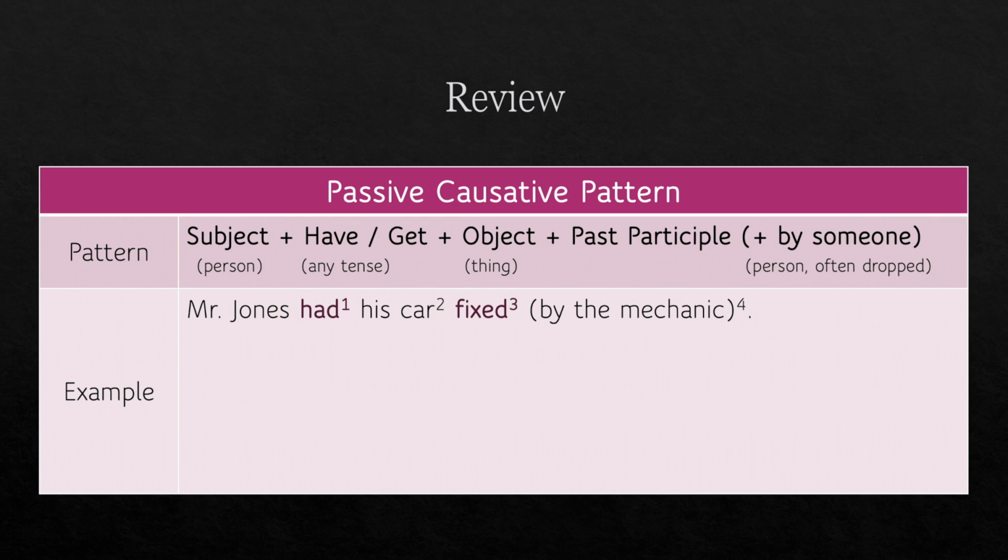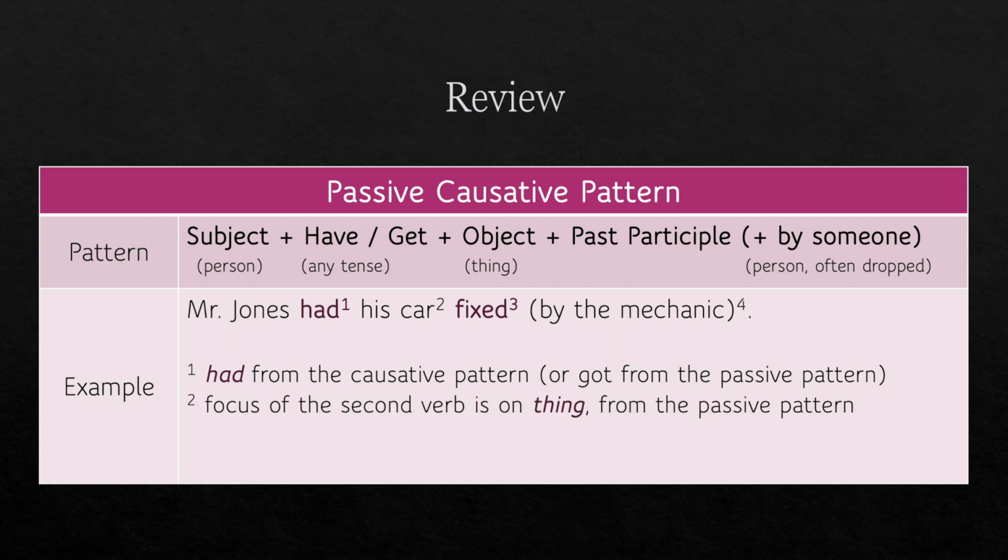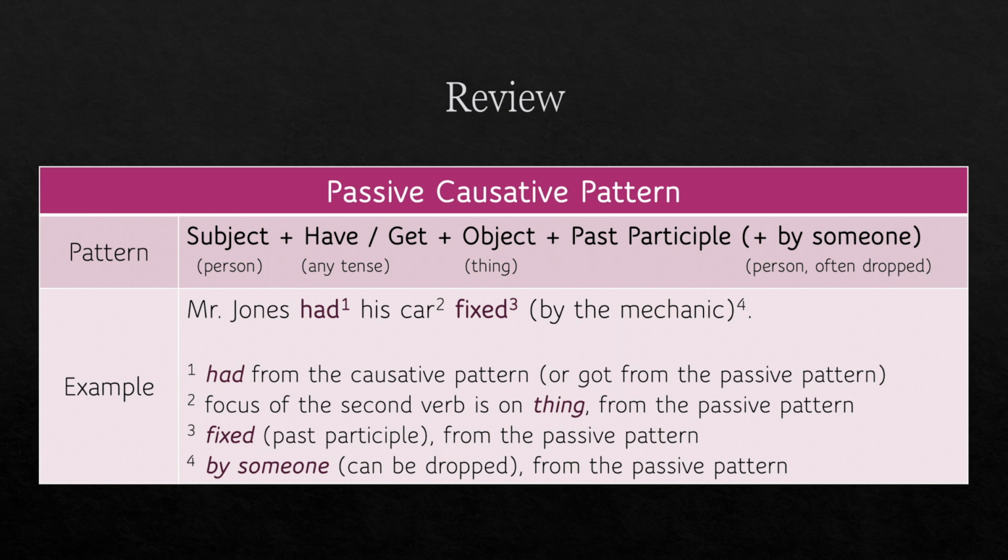Let's take this apart. First, we use had because that's from the causative pattern. We could also use get. They mean the same thing. Then the focus of the second verb is on car or thing, whatever it is. We get this from the passive pattern. Next, fixed is the past participle of the verb fix. This is from the passive pattern. Finally, by the mechanic, or by someone, is from the passive pattern, and it's really optional in most cases. So there's a review of the passive causative pattern.